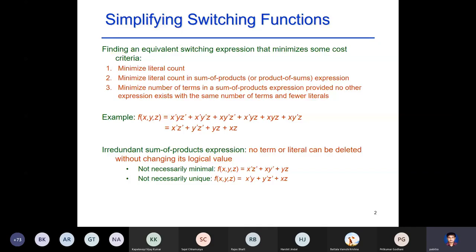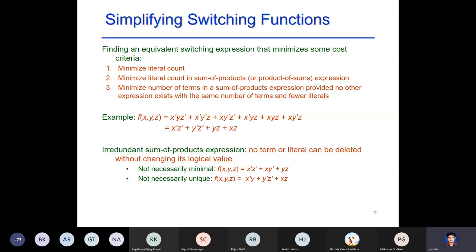Now there may be several canonical forms. One you have seen is the sum of products form. This expression f of x, y, z is a sum of products form. Similarly, you can have a product of sums form. You can have x plus y plus z times x prime plus y prime plus z prime. Just to quickly recapitulate, each of these x or x prime, y or y prime, z or z prime would be called a literal. Okay, so you have a notion of a canonical form. There may be several: sum of products, product of sums, and there are others also.